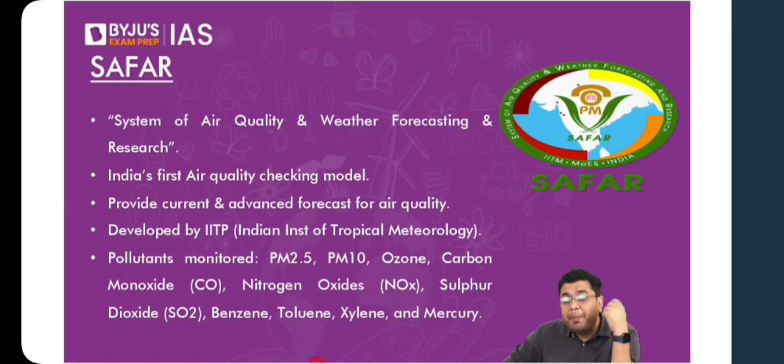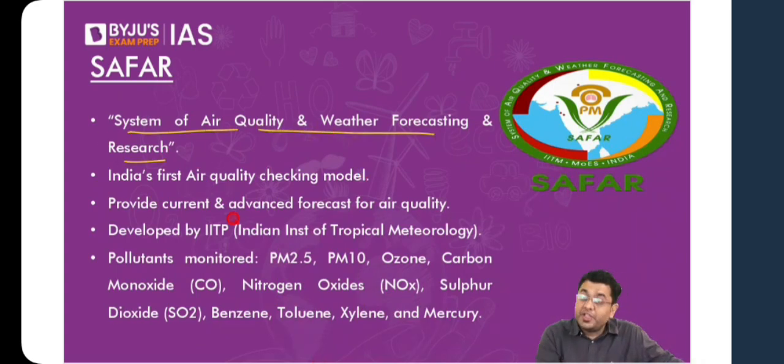Now, what is the benefit of it? The benefit of a forecasting method is very simple. It helps you prepare for the future. It helps you devise policies and take administrative control measures for the future as well. Okay, so SUFFER stands for System of Air Quality and Weather Forecasting and Research. That is the air quality checking and forecasting model developed by the Indian Institute of Tropical Meteorology.